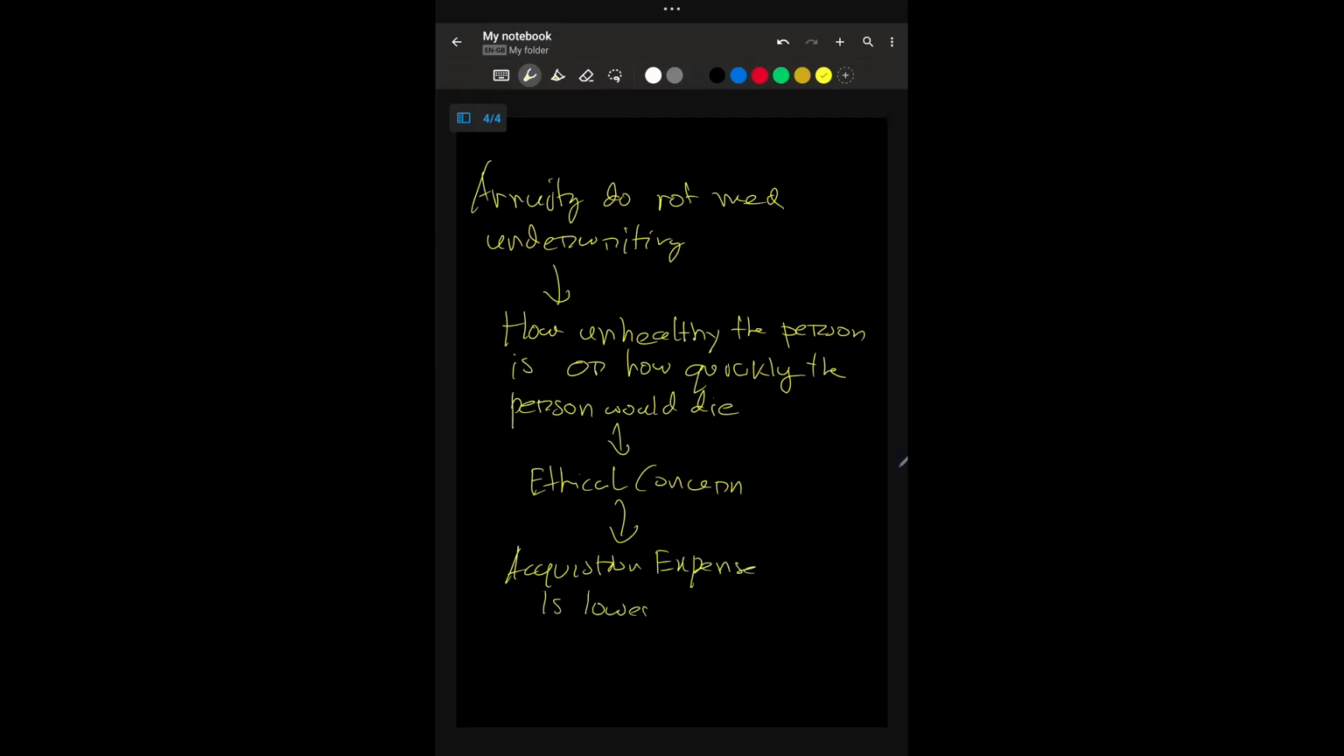And that is why acquisition expense is lowest in annuity, because medical underwriting is completely skipped there, while it is required in extreme detail in term assurance, and in very minute detail in whole life and endowment. In whole life, it is slightly more important than endowment, and for annuity, it is not needed at all, right? So that is the reason why acquisition expense is lowest in annuity and highest in term assurance. So I hope you get the picture.